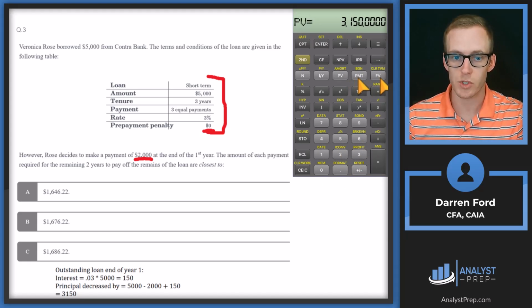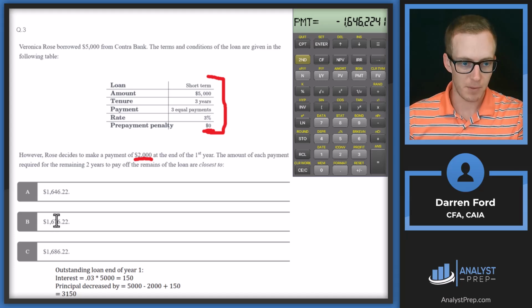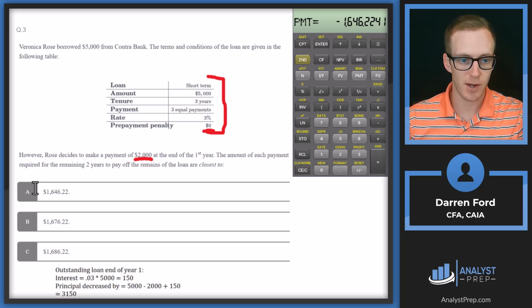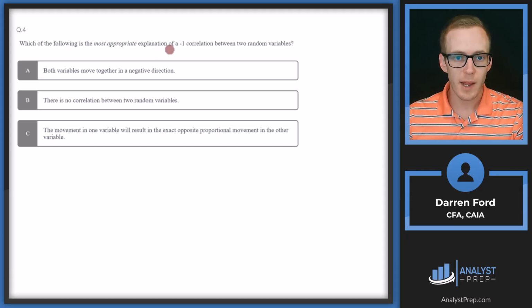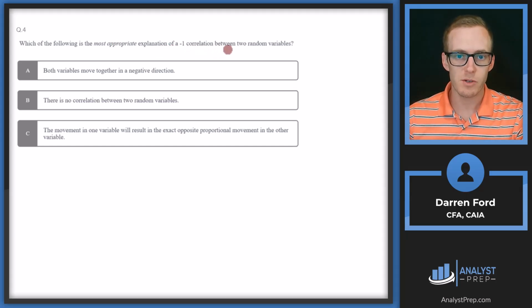Our payment is what we'll solve for. This is the amount that we need to pay to get it down to 0 for our future value. So we do that, compute payment, and we get 164622. These are all pretty close together, so we had to be precise here, and that's going to be answer A.